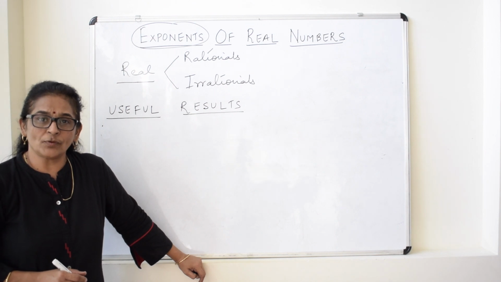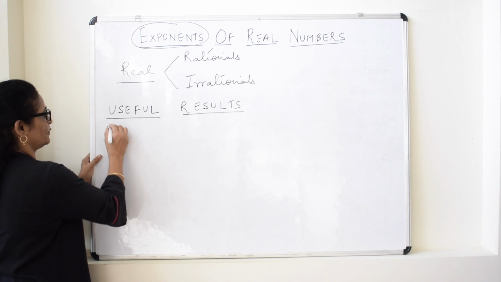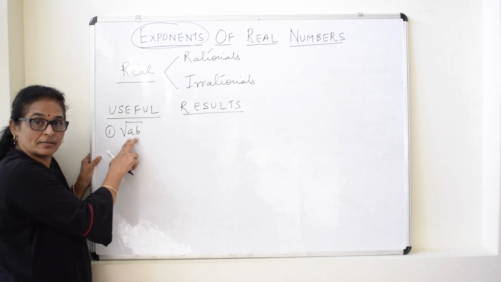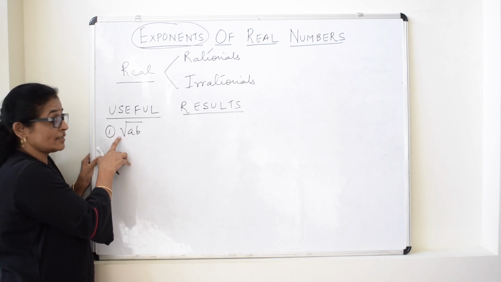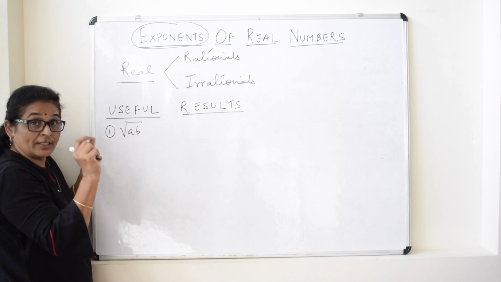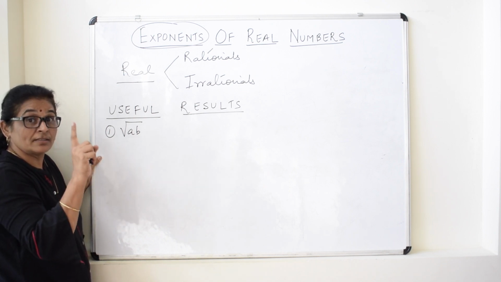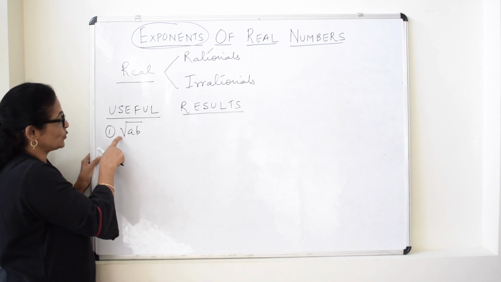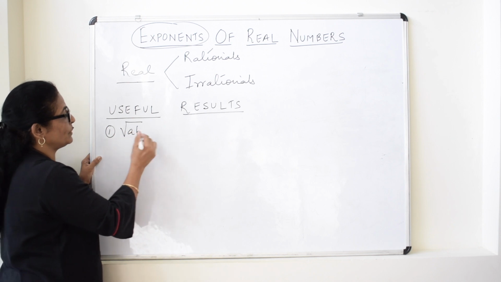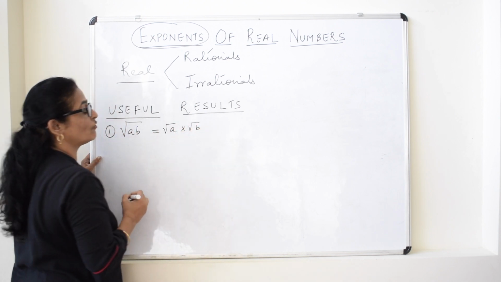Now we will see some useful results. If a and b are real numbers, then under root of ab means two numbers are under the same radical sign. Radical sign I explained to you. It means that the power of the variable, the term, the number or expression is a rational number, that's why we are calling it a radical. So under root of a into b can be written as under root of a into under root of b.